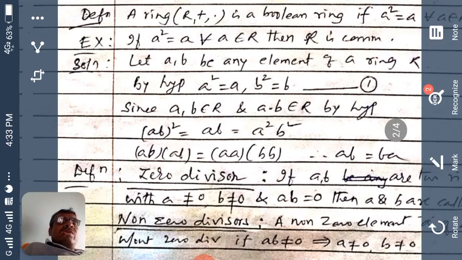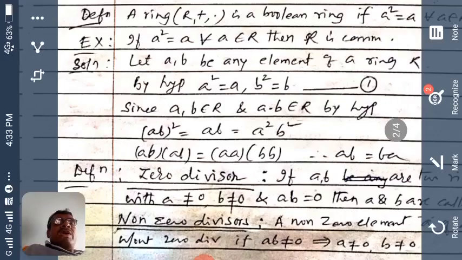A is not 0, B is not 0, and its product is also not 0, that is called a non-zero divisor. That's the point.